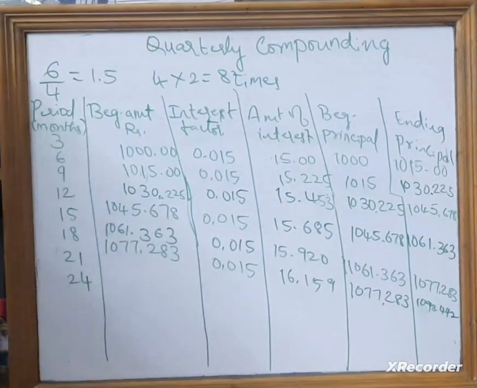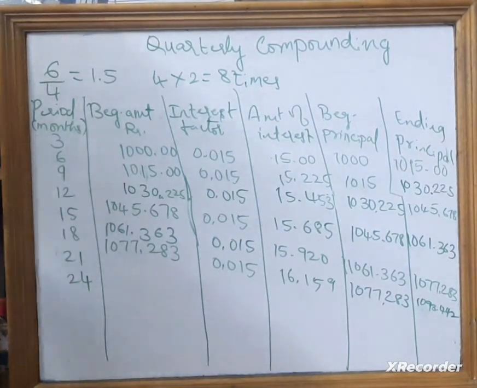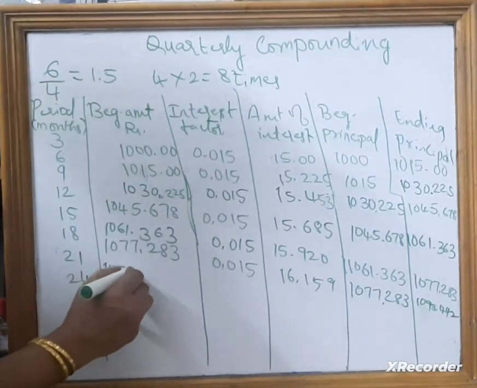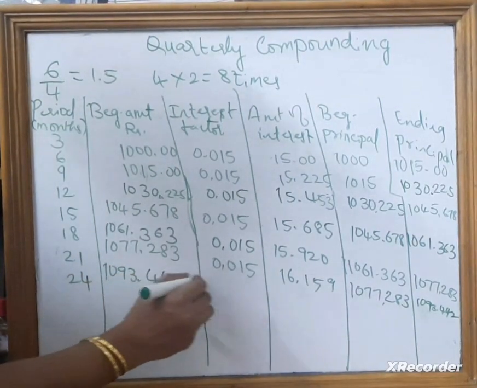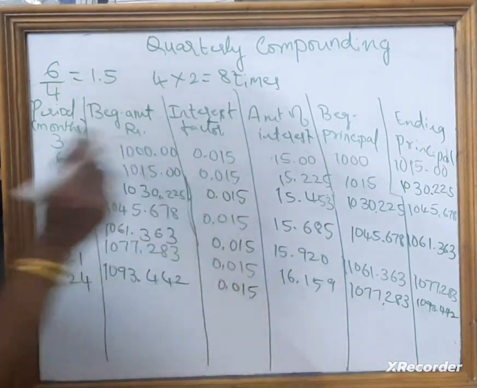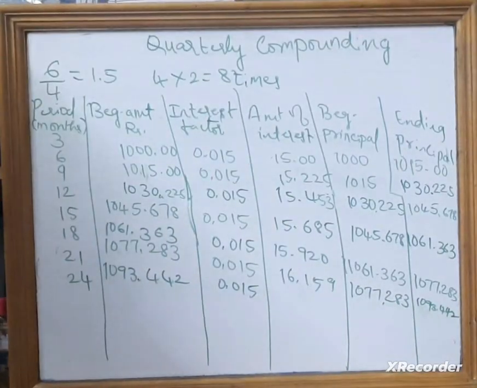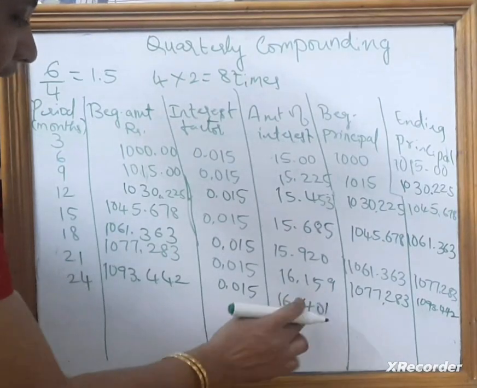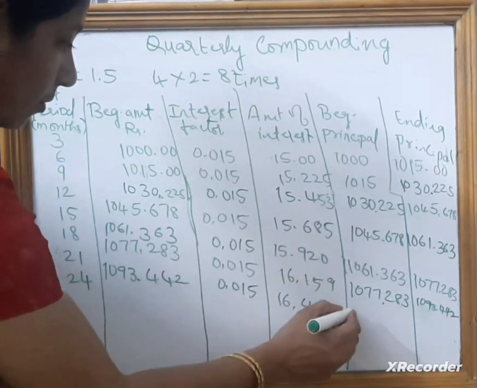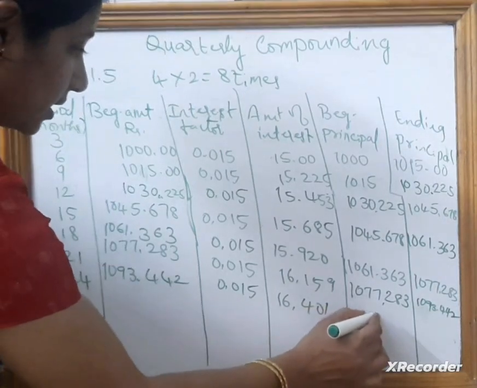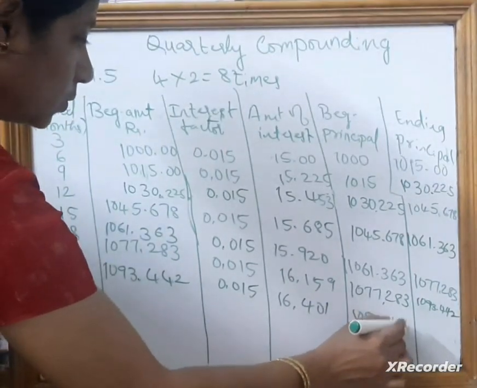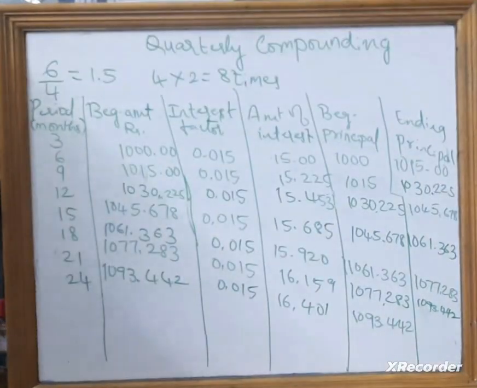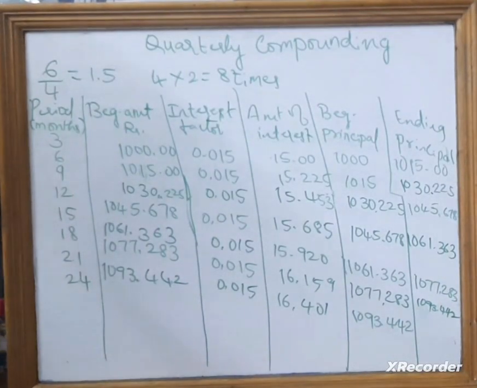Now the 19th month beginning, 1093.442. Interest is 0.015, or 1.5%. Interest on 1093.442 at 1.5% is 16.401. Write down the beginning amount, that is 1093.442. Add this and this, it is 1109.843.